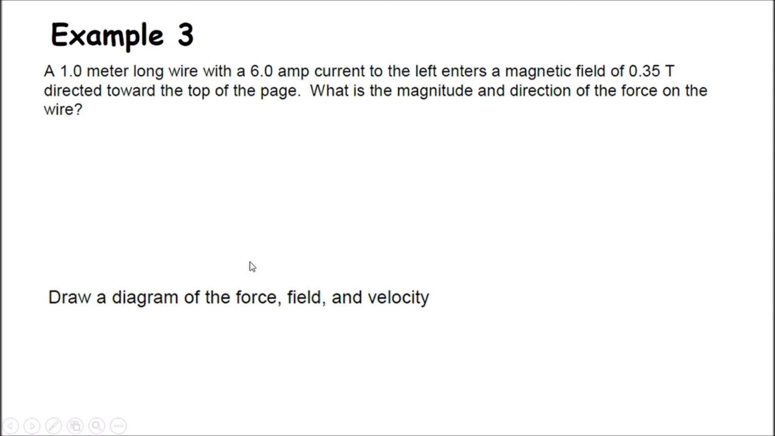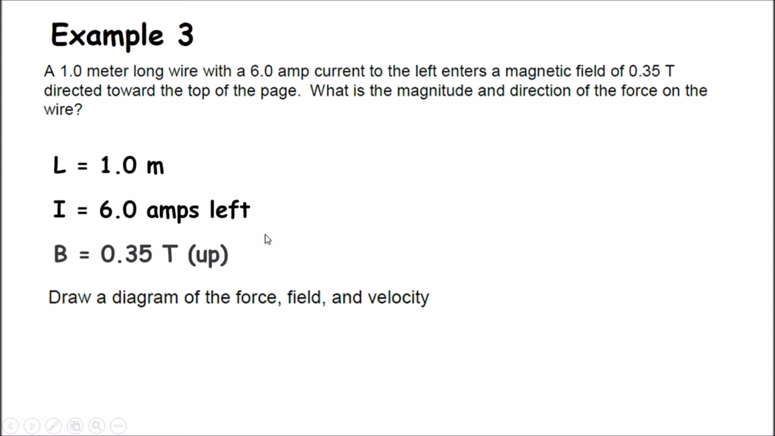So we have a 1 meter long wire, 6 amp current. Current's moving to the left, and it's in a magnetic field of 0.35 Teslas toward the top of the page. So here we go. I used the top of the page this time. What is the magnitude and direction of the force on the wire? Okay, so here we go. Length, current to the left, and B is up, top of the page. Force is BIL. B, 0.35, I, 6 amps, length of the wire, 1 meter.